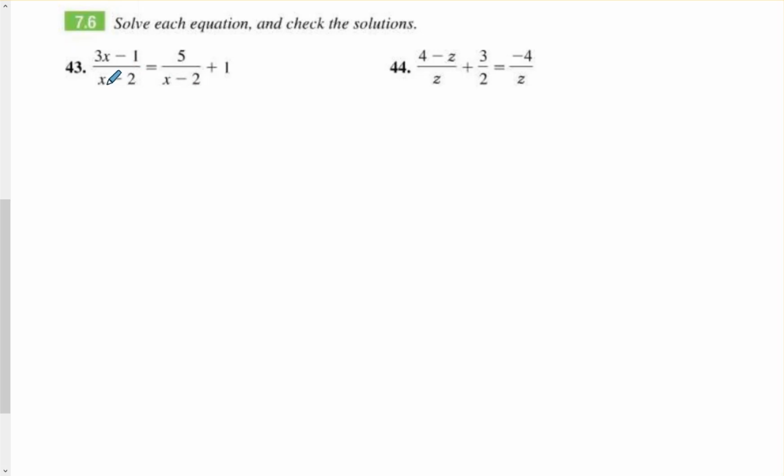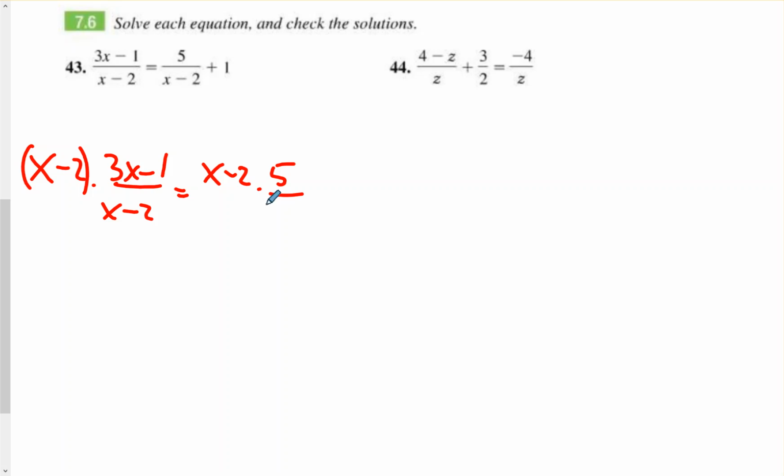So in our first problem, we notice the denominators are both x minus 2. Okay, so what we will do is multiply everything through in the equation by x minus 2. Okay, so we multiply by x minus 2 times 3x minus 1 over x minus 2 equals x minus 2 times 5 over x minus 2 plus x minus 2 times 1.